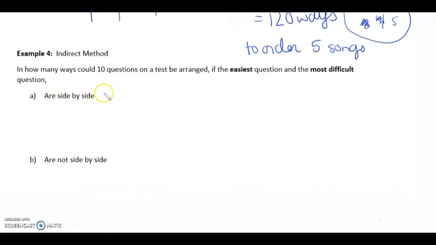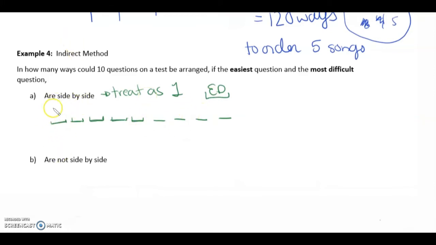So we're going to bundle these, treat them as 1. If we're treating the easiest and the most difficult as 1, instead of 10 questions, we're really saying 9 questions. 1, 2, 3, 4, 5, 6, 7, 8, 9. Just know that one of these could be a grouping of 2 questions, the easiest and the most difficult. So one of these is 2 questions.